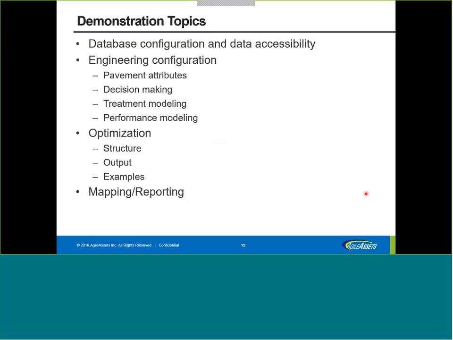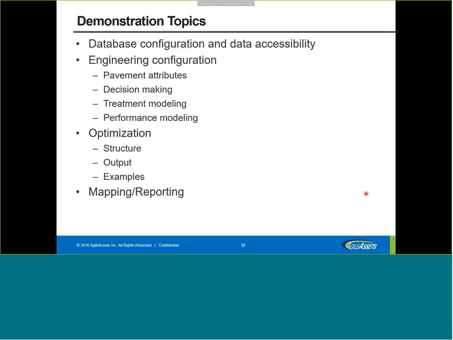We'll talk some about engineering configuration and decision trees and those things that are important to the optimization and how you analyze those things. And then we'll talk about the optimization itself. We have a few examples set up that just show the flexibility. And we'll talk a little bit about mapping and reporting to round out the demo.